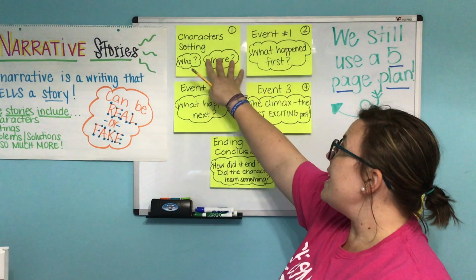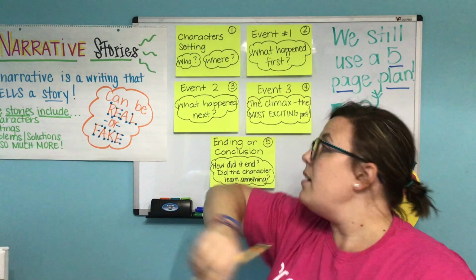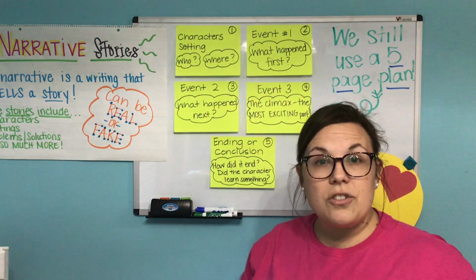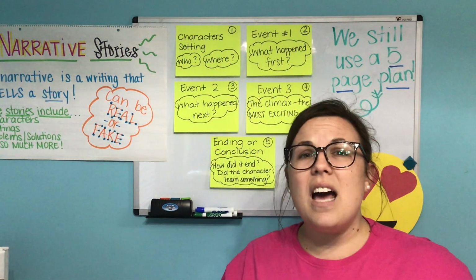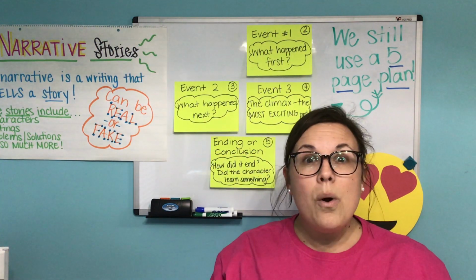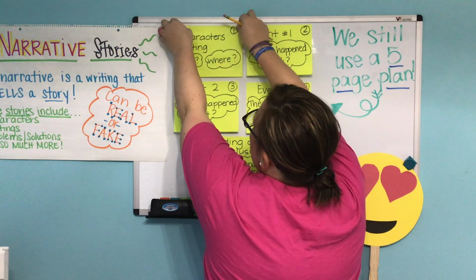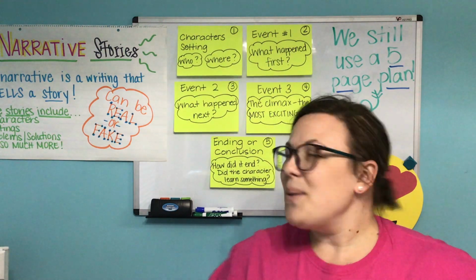But on those sticky notes, which also get numbered, remember that sticky note number 1 has your characters and your setting. It's just a list. It's not writing your whole story, because remember, these sticky notes, they can go away. And so these are not actually part of our story. This is just our plan, okay?